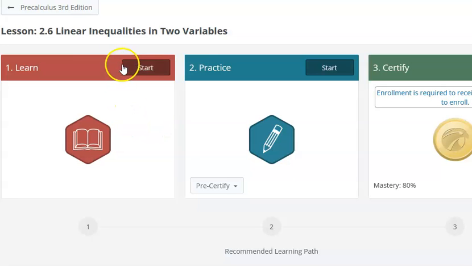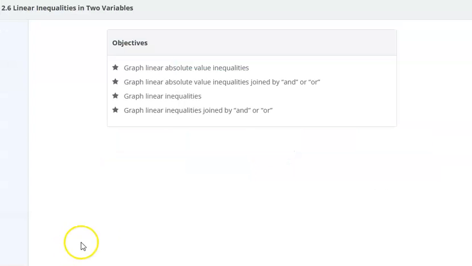Going on now to the last section of Chapter 2, Lesson 6, Linear Inequalities in Two Variables. Here are the objectives, and I bring your attention to the words "and" and "or," which we'll go over in some detail. In math, they have special meanings.